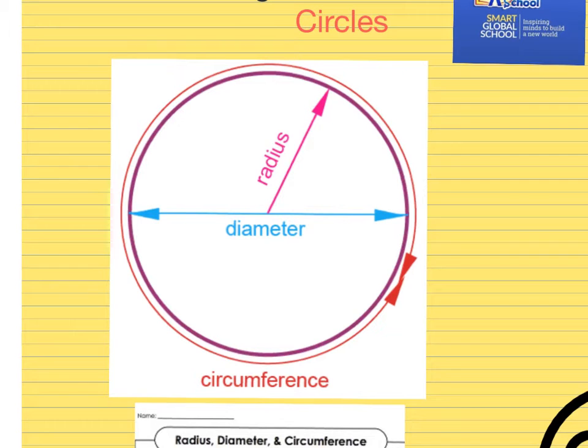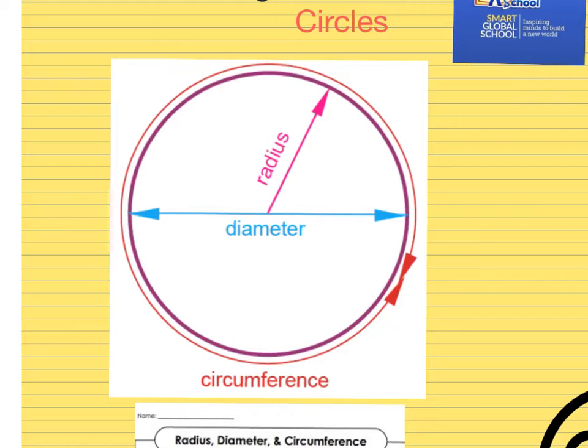First of all, let me tell you that a circle is everything here inside, right? So all of the area inside of this purple line is what we call a circle. Now, what is that purple line? That purple line name is circumference. The circumference is the line that encloses the circle.